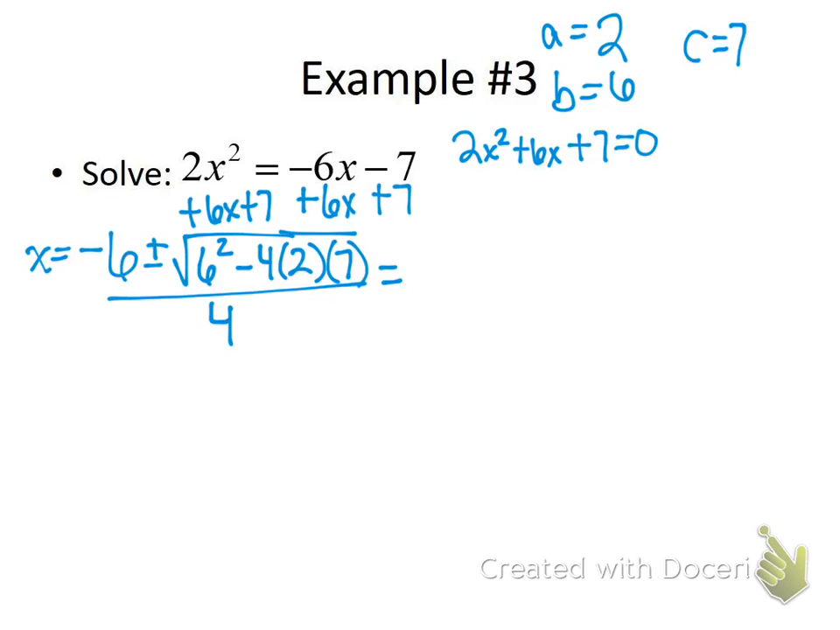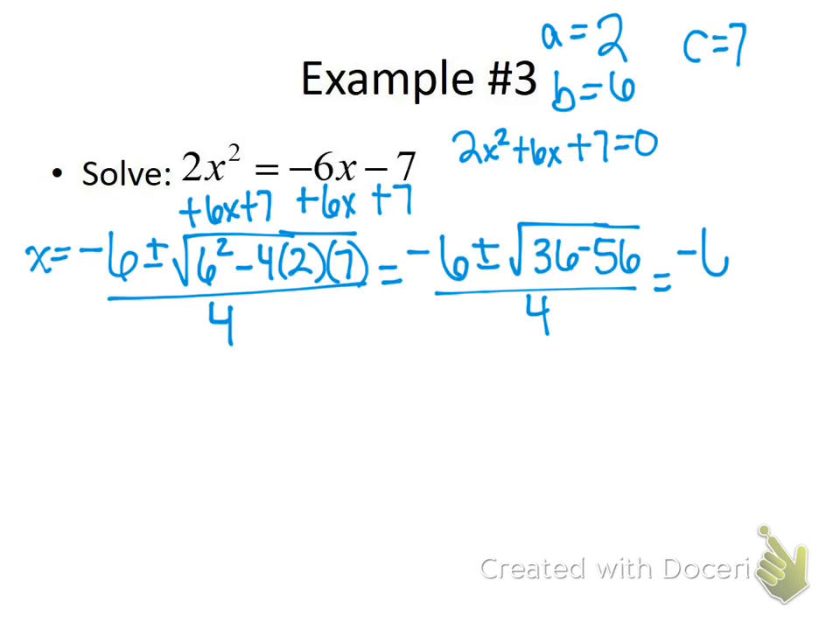Next, we want to start simplifying underneath that radical. So the negative 6 plus or minus stays. What is 6 squared? 36 minus 4 times 2 times 7. 56. Good. All divided by 4 still. Now something different happens on this problem. What do we end up with underneath that radical? A negative 20.